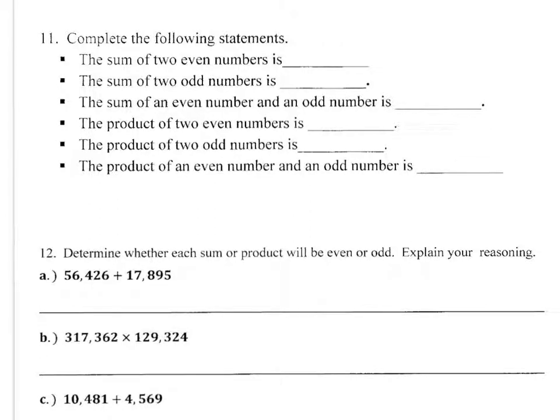All right, the sum of two even numbers is even. Sum of two odd numbers, still even. Even and an odd number, odd. Who's odd? You're odd.